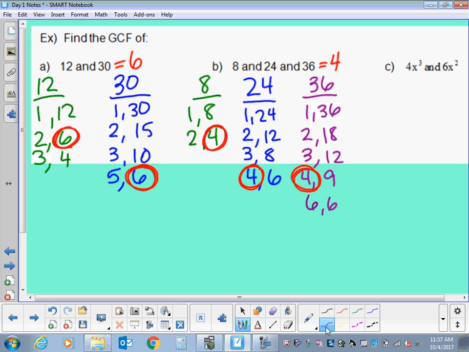Alright, now I have 4x cubed, 6x squared. So we already said the factors of 4 are, oh we didn't say, 1 and 4, 2 and 2. And then I have 3 x's. I'm just going to make those x's right there. This x to the third.